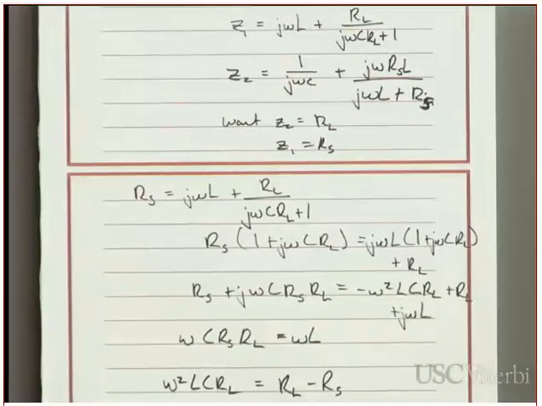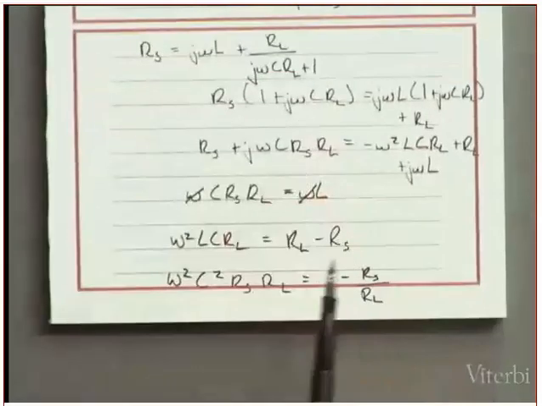And so now I have this one. I can obviously cancel the omegas, and I can find a solution for L, basically, and substitute it into this one. So I'm going to end up with omega squared C squared RS RL, and this is going to equal 1 minus RS over RL. So I divided by RL. That's why I don't have RL squared right here.